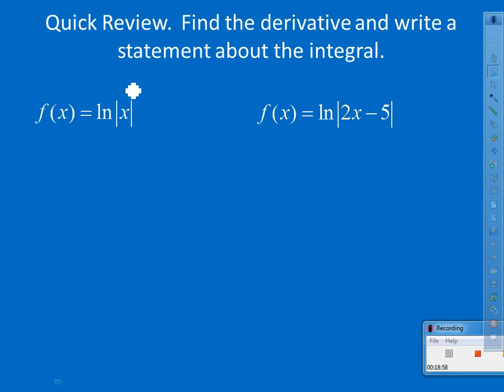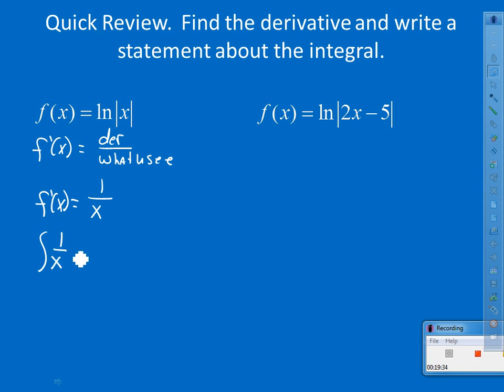Remember, or at least I hope you remember, to find the derivative of a natural log function, it's the derivative of what you see over what you see. So the derivative of the natural log of x, don't get caught up with that notation. Our book decided to put them all in absolute values this time. So this derivative is going to be the derivative of what you see, 1, over what you see, x. So here's a true statement. The antiderivative of 1 over x dx is the natural log of x plus c.